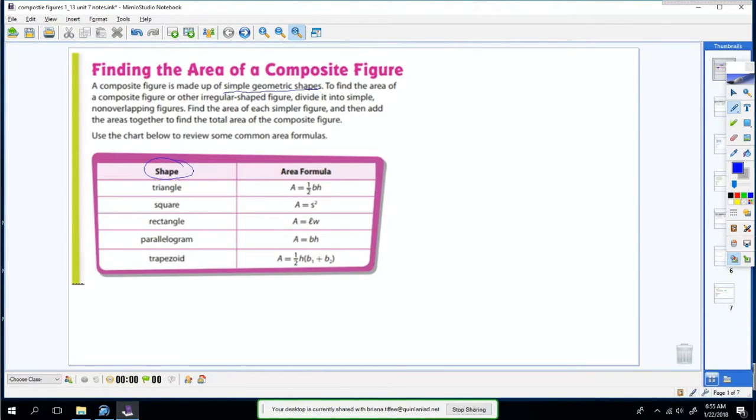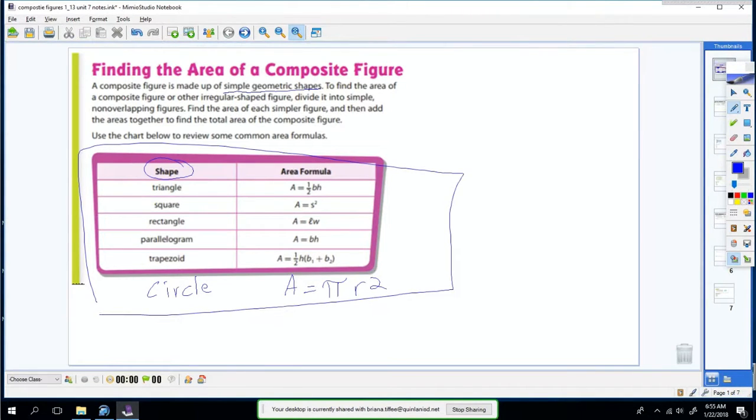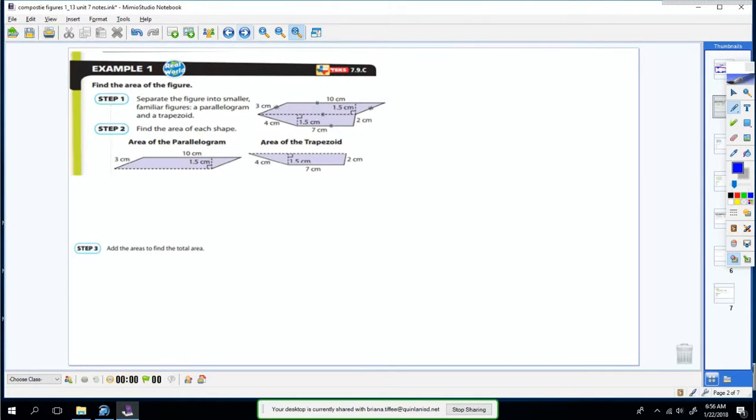Okay, it can also be composed of a circle, which we learned the area of a circle is A is equal to pi r squared. And I'm going to tell you this again, you do not have to memorize these formulas. These formulas are on your STAAR chart, which will be provided for you on your unit test and your STAAR test. Okay, so let's figure out how to solve an area of a composite figure.